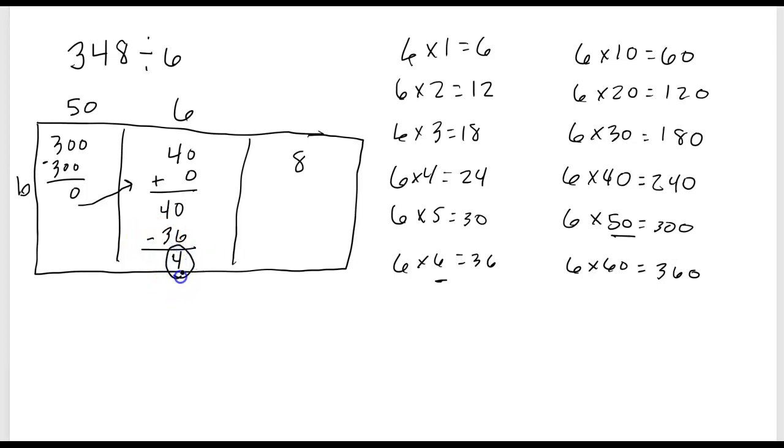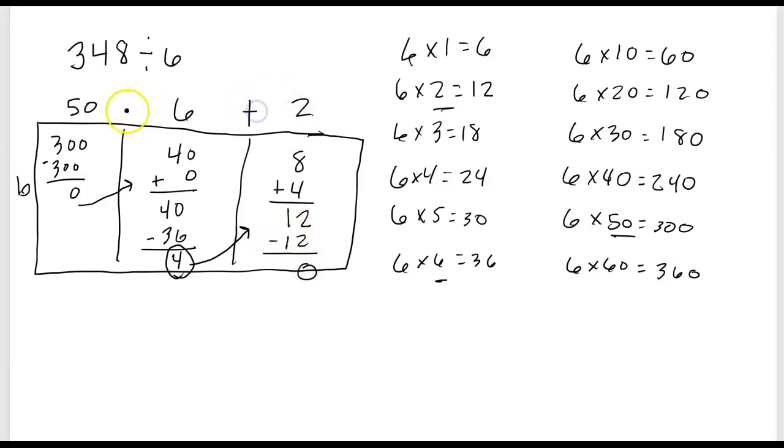Then I'm going to take this 4, and I'm going to add it to this 8. 8 plus 4 is 12. What times 6 gets me to 12? 2 does. So 6 times 2 is 12. Subtract, I get a remainder of 0, which is what I want.